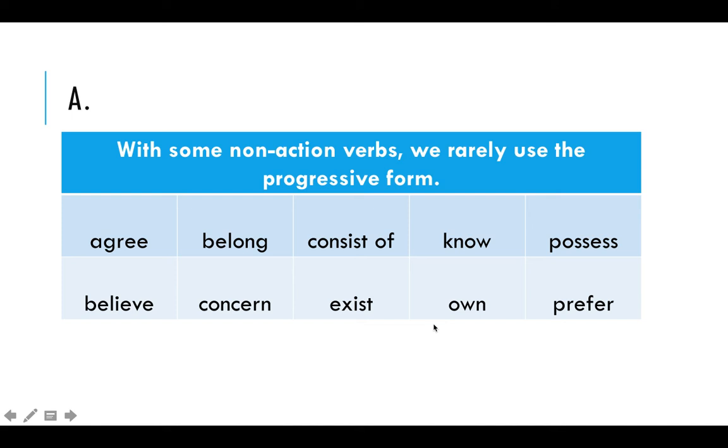Okay, and we have a group of non-action verbs with which we rarely use the progressive form. Agree, belong, consist of, know, possess, believe, concern, exist, own, prefer. So I never say I am agreeing with you or this car is belonging to me. That's incorrect. These verbs would always be used in simple present or simple past. They're almost never used in present progressive or past progressive.